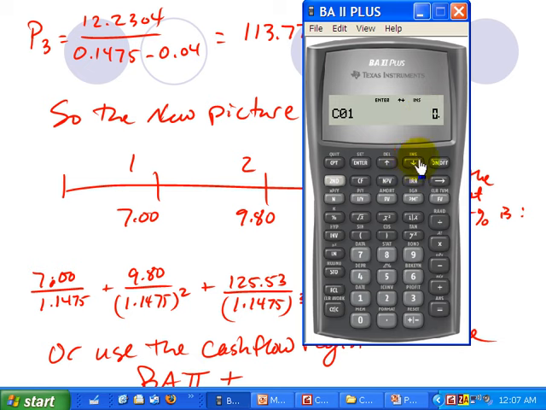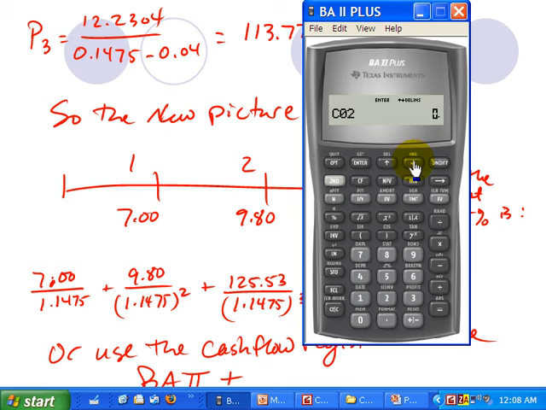Now we click the down arrow and we want to enter cash flow one. Cash flow 1 is the $7. So 7, enter. And now we want to hit the down arrow. And the question is how many of those do we get? Well, in our case, we only get one of those $7. It's set up so that you can simplify some calculations. We only get one of them, and the frequency by default is one. That's the correct number, so let's hit enter.